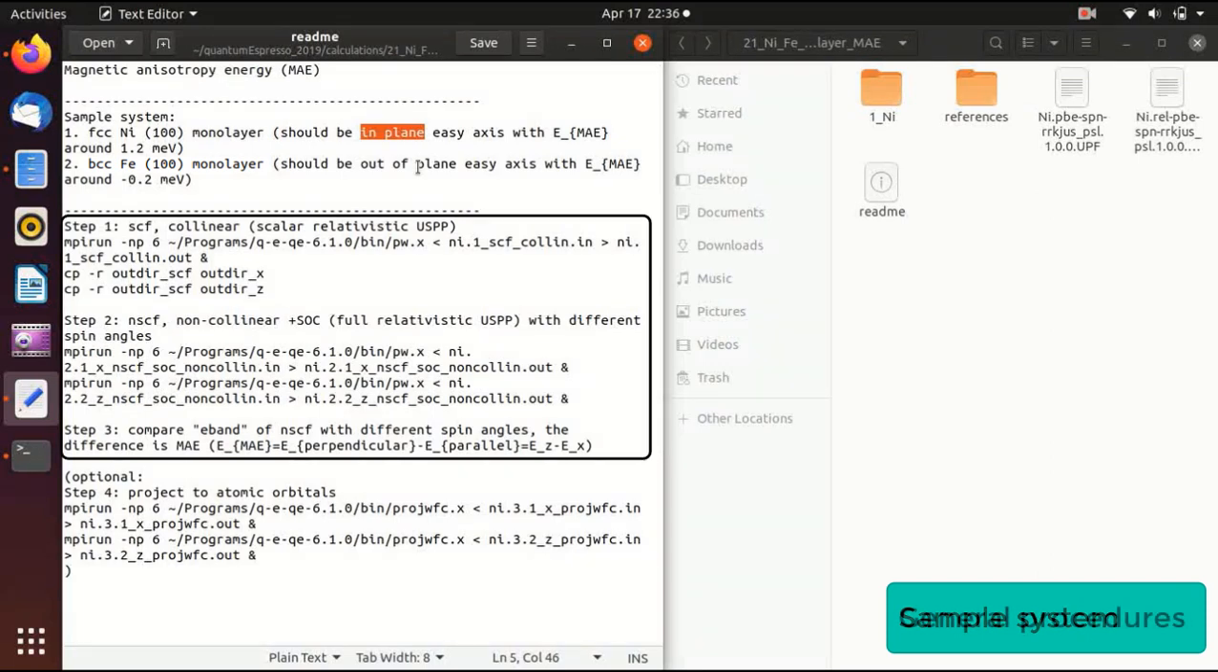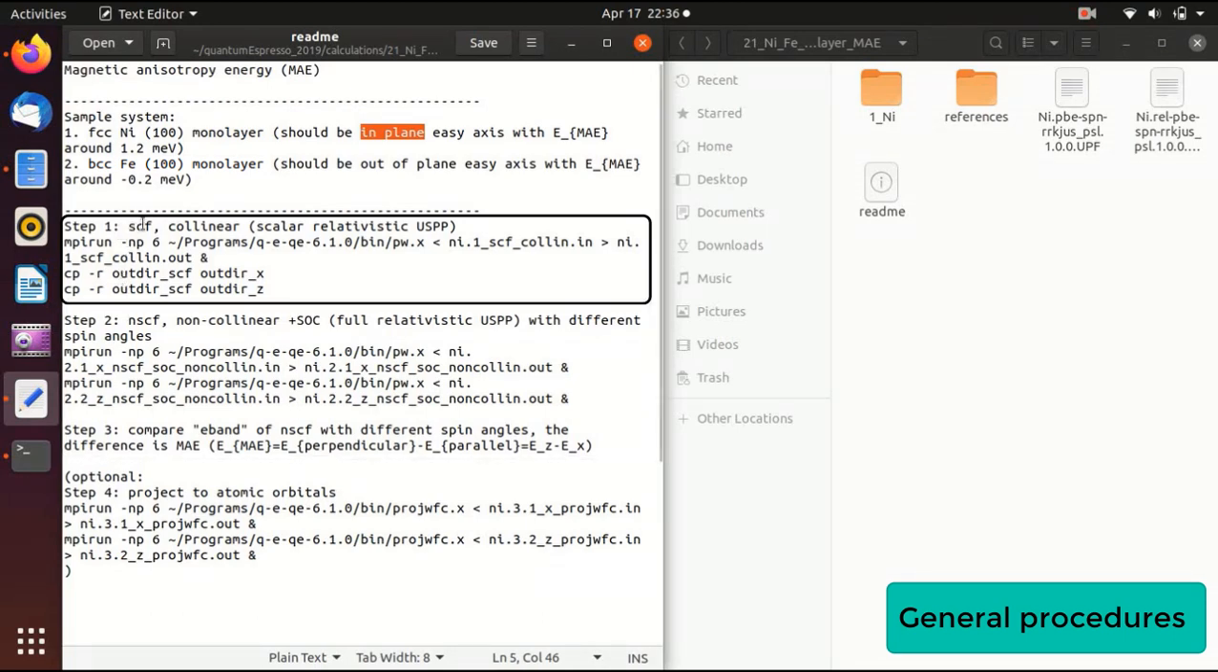And then, what is the general procedure? Generally, you have two steps to do. The first step is to do a self-consistency calculation to calculate the charge distribution. Here, we do a spin polarized calculation, but a collinear one, which means that the quantization axis is along Z. And we use the usual scalar relativistic pseudopotential that you always use.